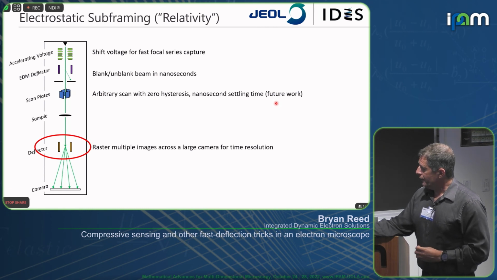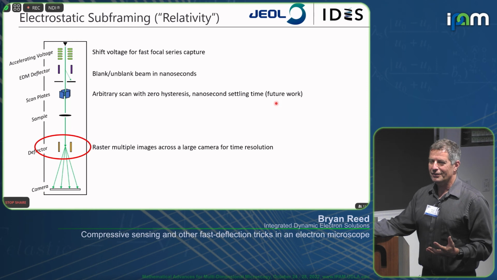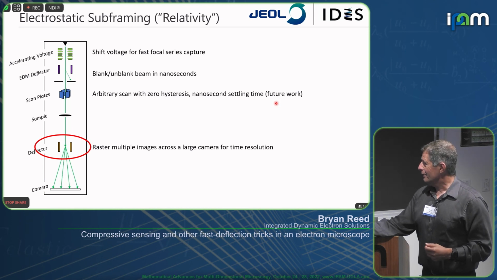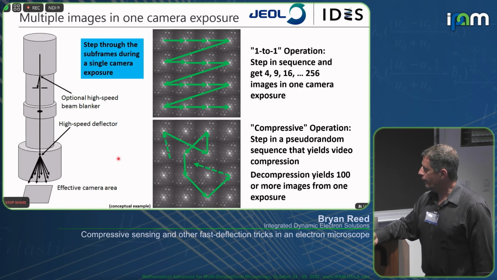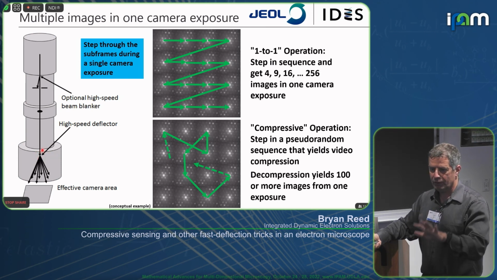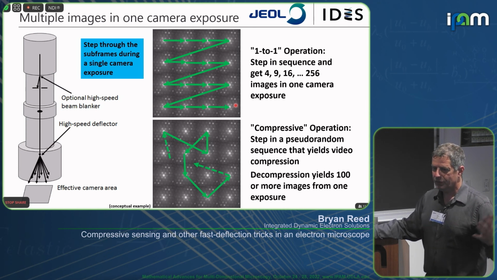All right, so finally I'm going to talk about the deflector after the projector lens and before the camera. So this is, we call it relativity. It's because it does time compression, but it allows you to raster multiple images across a large camera for time resolution. So the idea is actually pretty simple, but the way you use it ends up being interesting. So you just put a high-speed two-dimensional deflector there, but it's a discrete deflector that jumps among a bunch of discrete positions and selects among, I draw it as a 4x4 array. We can do anything from 2x2 to 16x16.